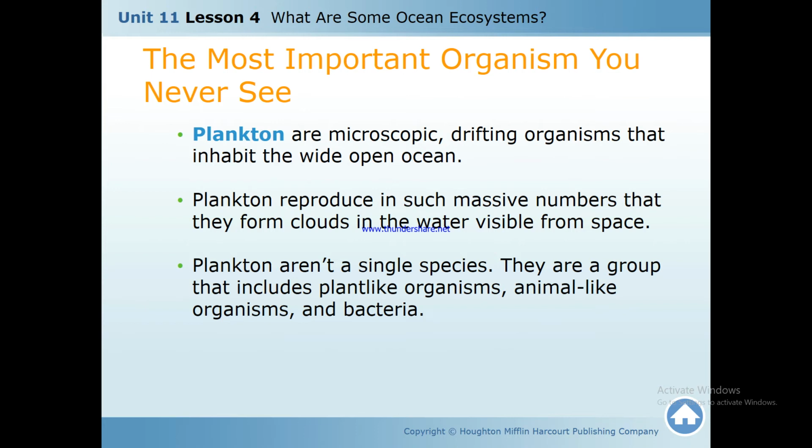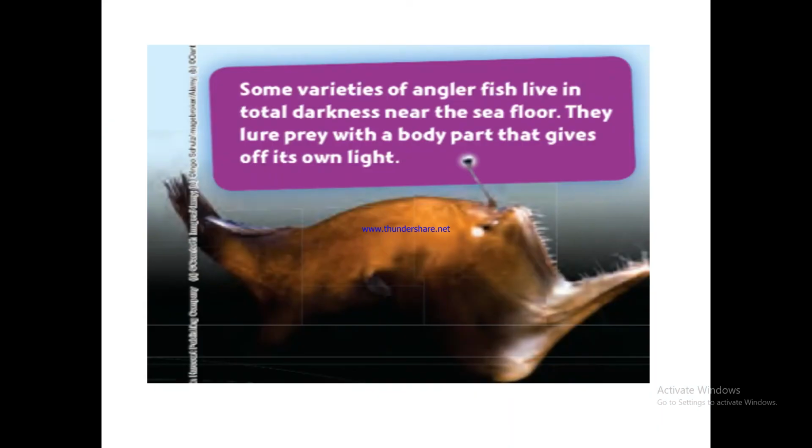Plankton are not a single species. They're a group that includes plant life and animal life. There are three types. Plankton includes plant-like organisms, animal-like organisms, and bacteria. When I say plant-like, I mean photosynthesis, that is exchange of gases, right? Using sunlight. Let's see what happens next.